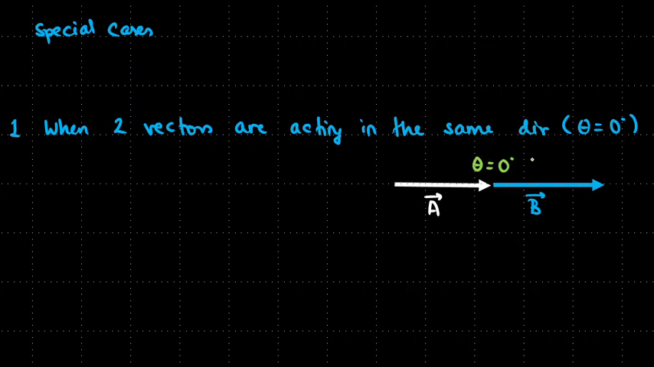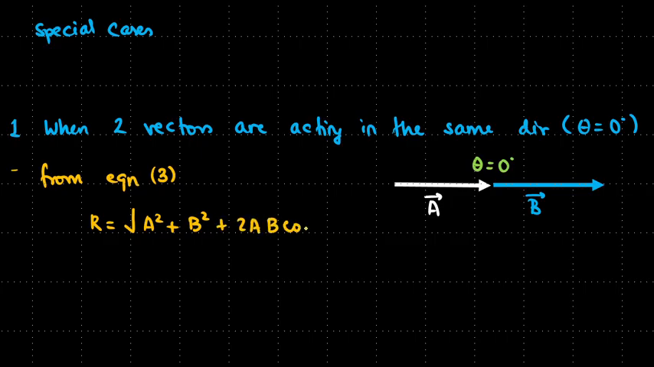So now let's look at equation 3. If you don't remember equation 3, I won't blame you, but equation 3 was the magnitude of the resultant. So I think you might have an idea now. The resultant was R equals the square root of a square plus b square plus 2ab cos theta. But we just found out the value of theta.